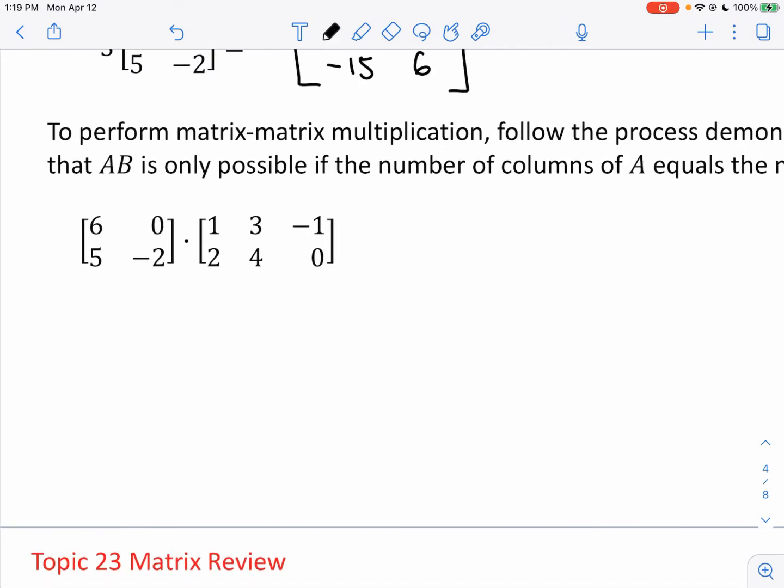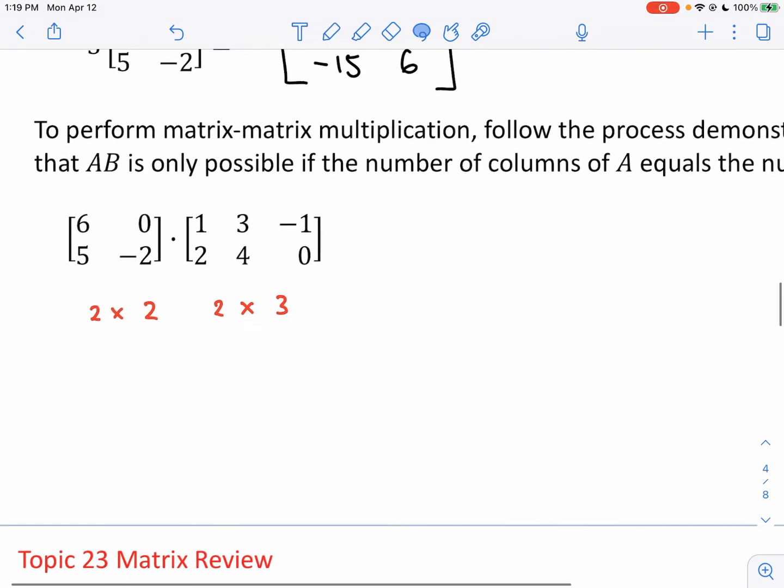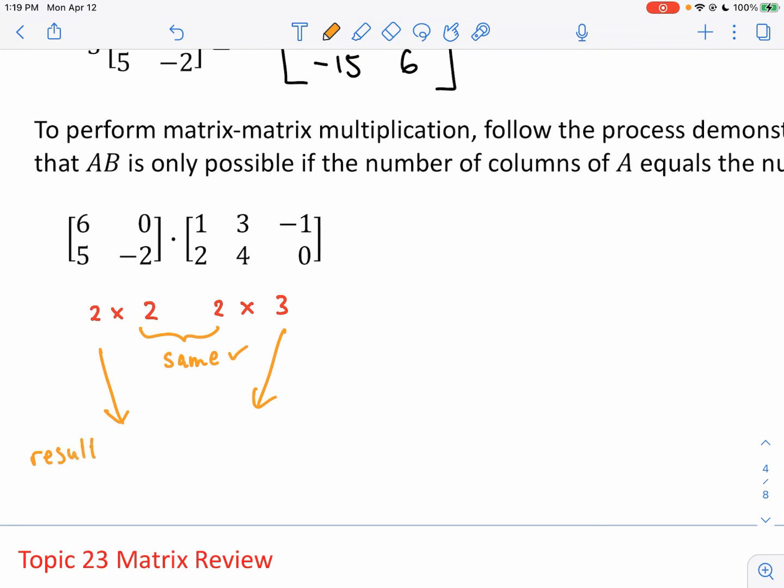So the matrix on the left is 2 by 2. It's 2 rows, 2 columns. And the matrix on the right is 2 rows, 3 columns. Now the number of columns of A, which is the matrix on the left, has to equal the number of rows of the right matrix. In other words, these two middle numbers here have to be the same. So you have to verify these have to be the same. Check. And the result will be the outer numbers. So the result is going to be a 2 by 3 matrix.